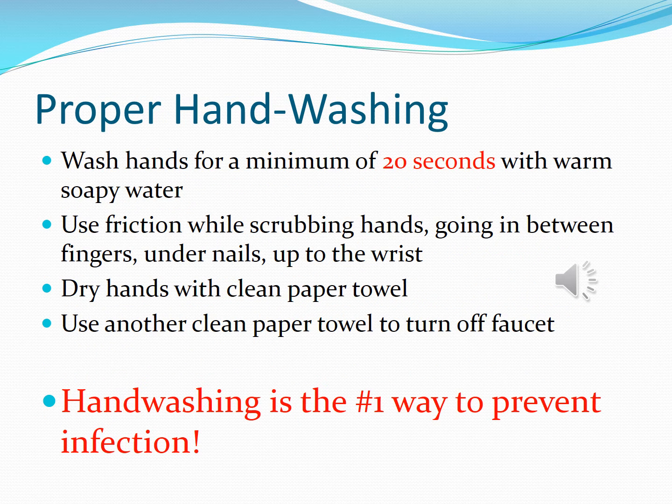Wash hands for a minimum of 20 seconds with warm soapy water. Use friction while scrubbing hands, going in between fingers, under nails, up to your wrist. Dry your hands with a clean paper towel. Use another clean paper towel to turn off the faucet. Hand washing is the #1 way to prevent infection.